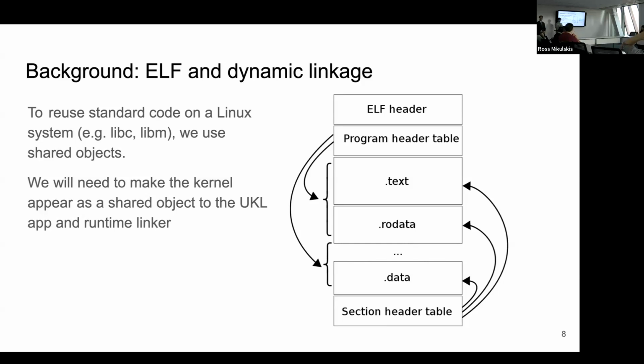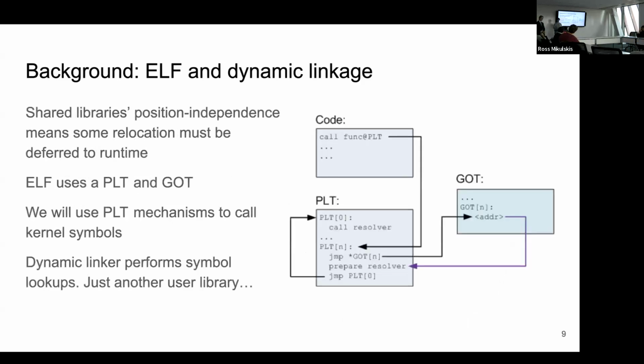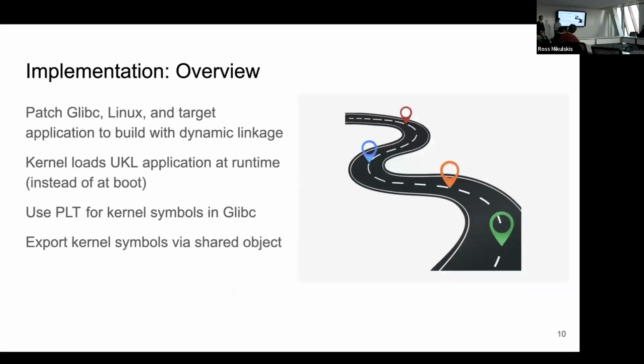Importantly, in order to do these PLT lookups, in order to resolve these symbols in the PLT, the dynamic linker needs to do some work. The dynamic linker is just another user application that runs in the same address space as the application that you're trying to run. So if we're running the UKL application's dynamic linker, the dynamic linker itself will also need to run in supervisor mode. And so if we're using the dynamic linker to look at these kernel symbols, but the dynamic linker itself needs some kernel symbols, we need some way to resolve that. And we'll talk a bit about how that's going to happen.